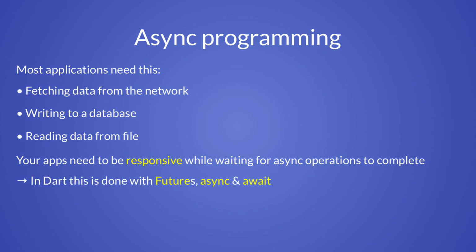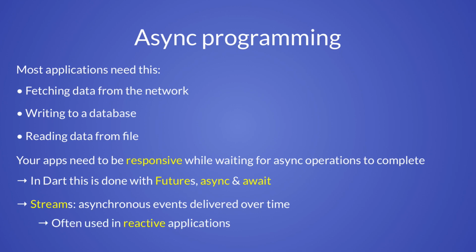And to deal with asynchrony in Dart, we can use the Future class along with the async and await keywords. But sometimes we run asynchronous operations that can produce more than one result over time. And to deal with that, we can use streams, which are a sequence of asynchronous events that are delivered over time. Streams are often used when building reactive applications that can update their UI when new data is available.